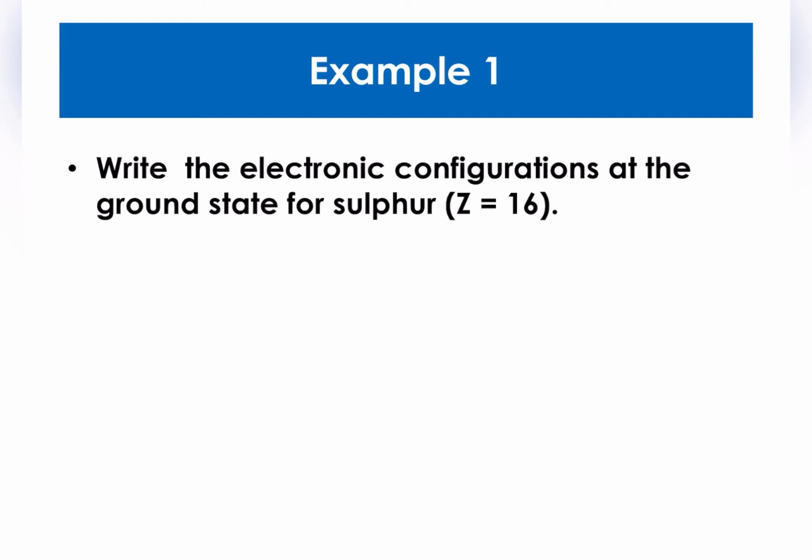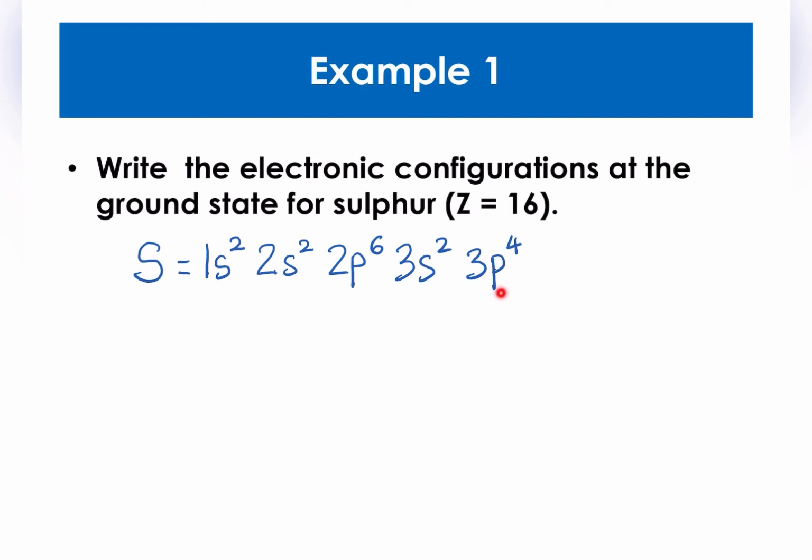So first thing first, you put the symbol for sulfur, and then the electronic configuration. I hope you start to memorize the order of lowest energy orbital until highest energy orbital. So I start with 1s2, 2s2, 2p6. So 10 electrons already. I got 6 more left. 3s2, 3p4. So this is the electronic configuration for sulfur in form of SPDF notation.